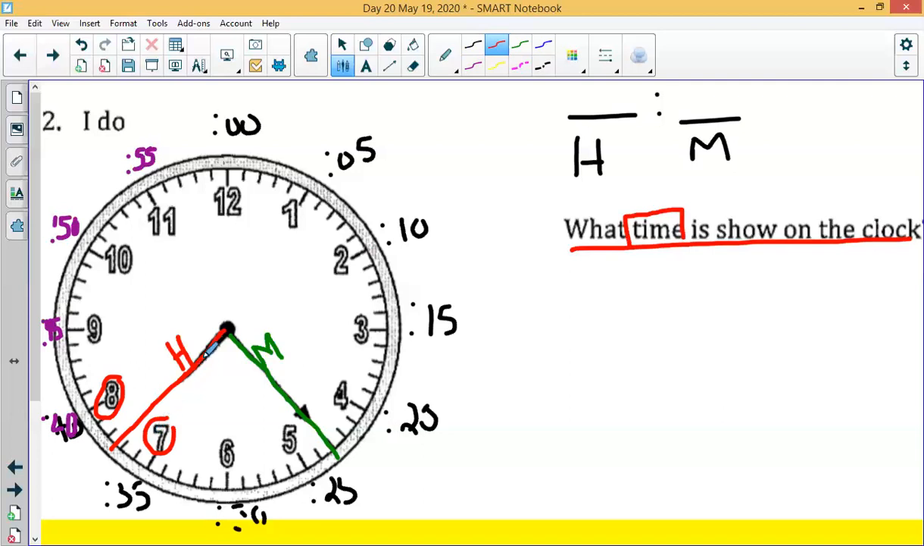So our time is going to be 7 something. So for hour, let's put 7. So put 7 on your paper. It's going to be 7 something, okay? All right, so now we've determined what the hour is. Now we have to figure out what our minutes are going to be, okay? So let's go over here to your minutes.